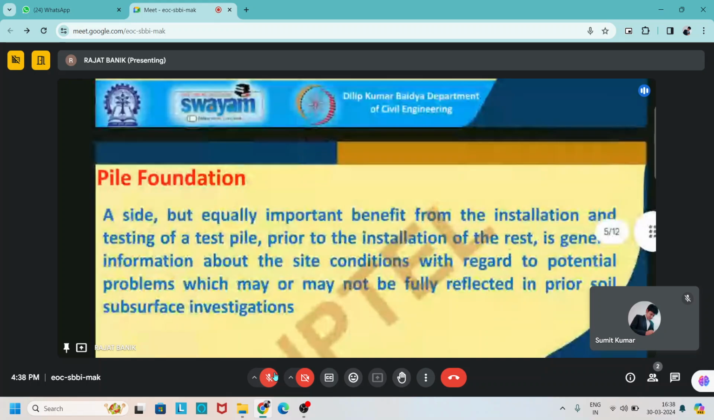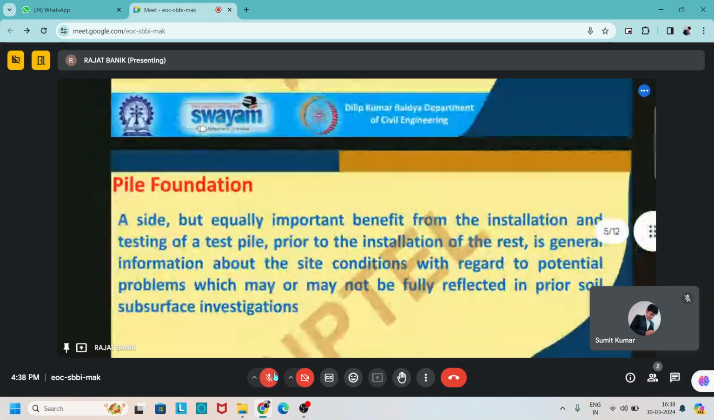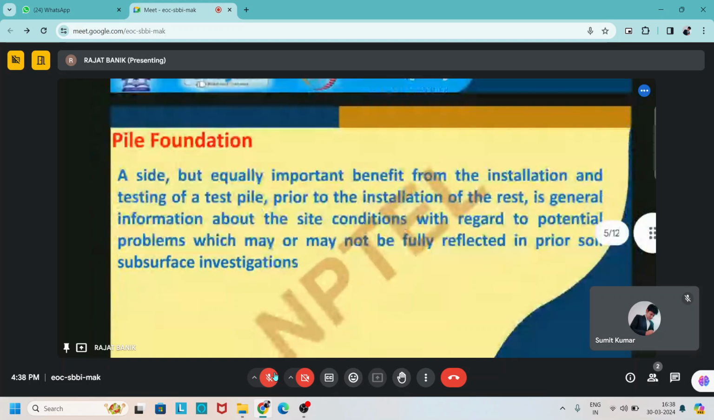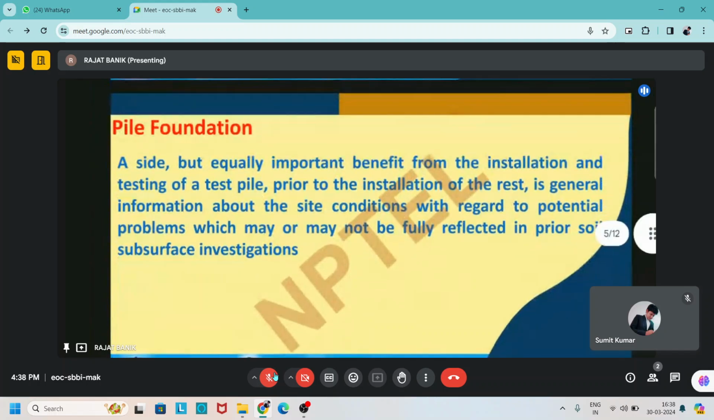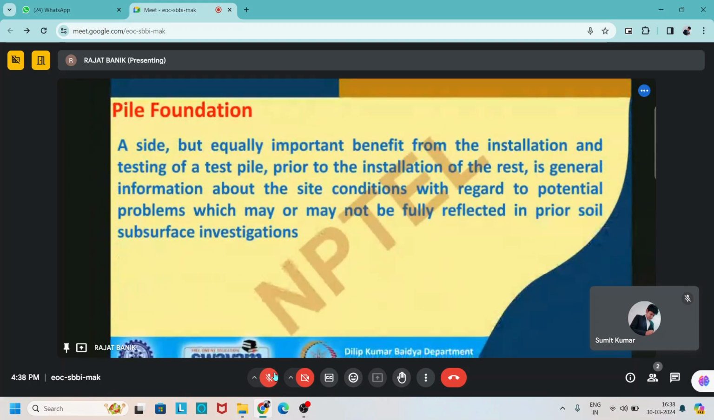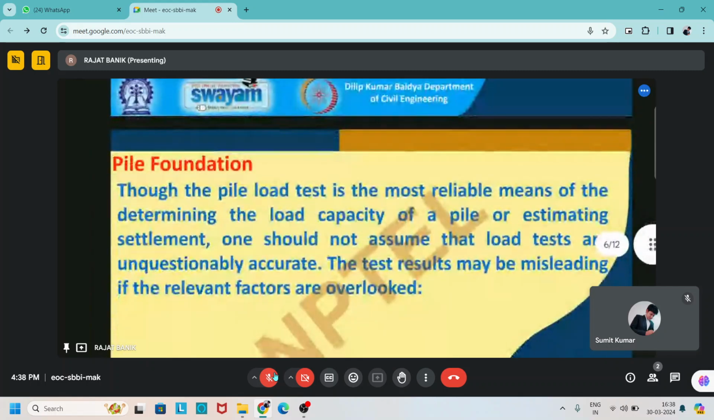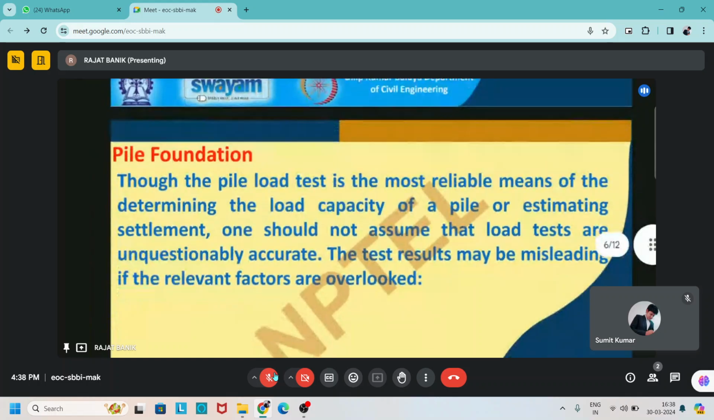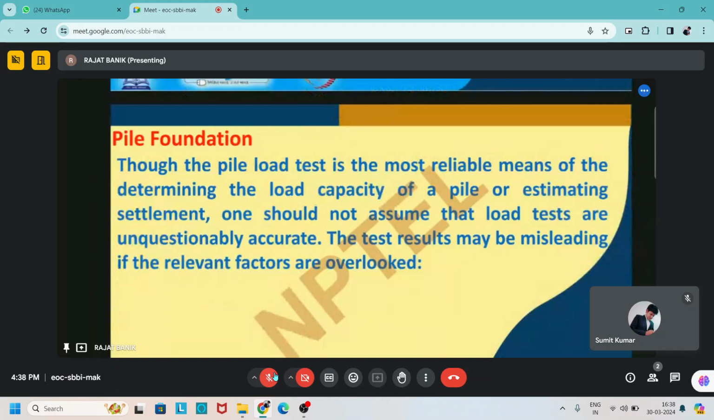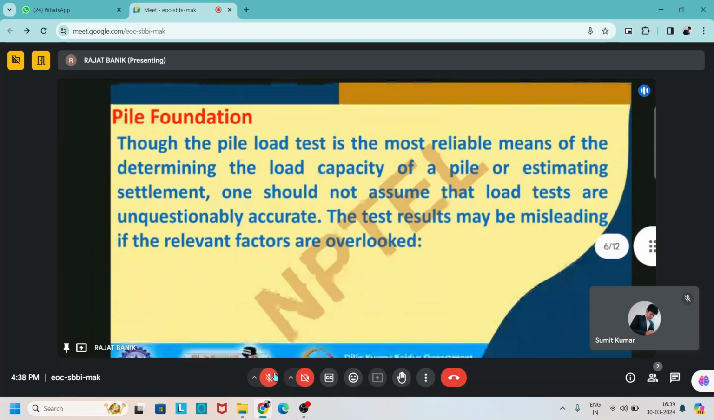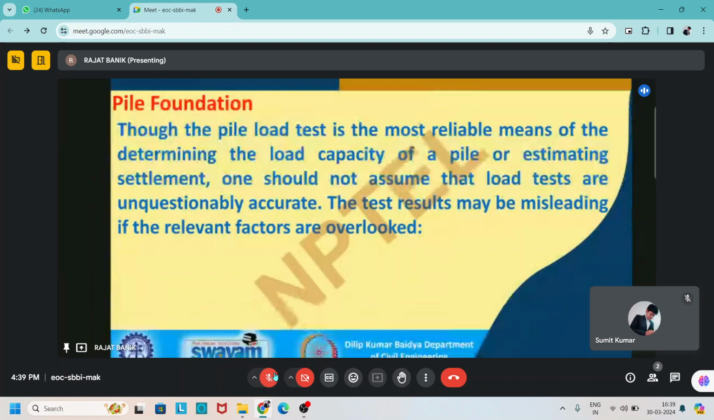A side but eventually important benefit from the installation and testing of a pile prior to the installation of the rest is general information about the site condition with regard to potential problems, which may or may not be fully reflected in prior soil surface investigation. Though the pile load test is the most reliable means of determining the load capacity of the pile or estimating settlement, one should not assume that load tests are unquestionably accurate. The test results may be misleading if the relevant factors are overlooked.